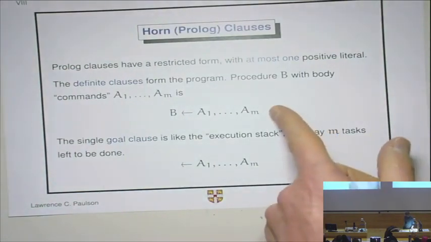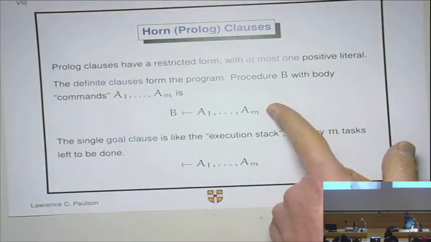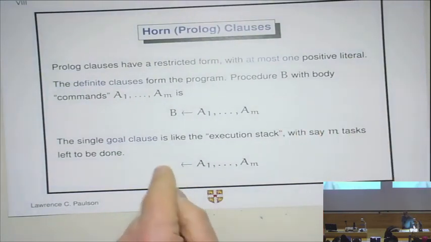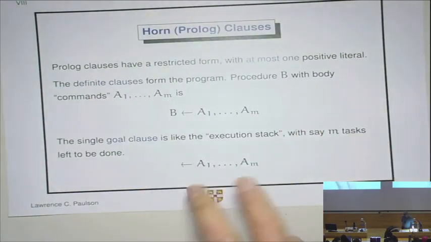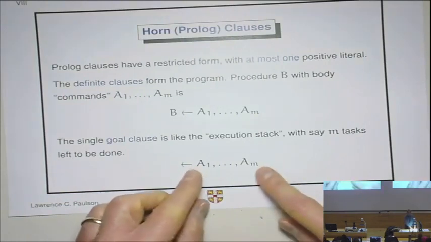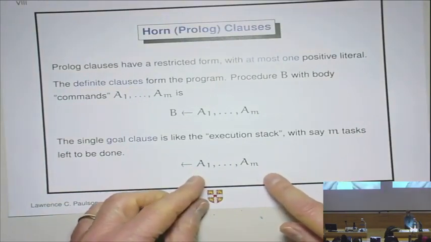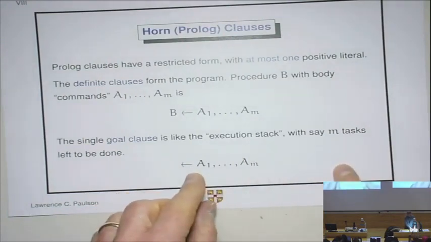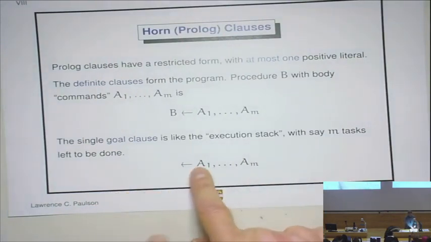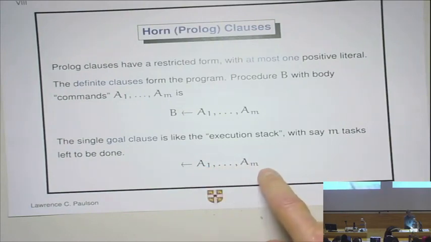Now, I mentioned there can be a clause, but only one, that has no positive literal at all. It's written like this. It's called the goal clause, so you have just one of them. And if you like, the purpose of the goal clause is to store all the tasks you've got to do. You put them in like this. They will be executed in order, starting at A1, and finally, after AM is finished, then the program terminates. And this is effectively nothing but a stack.